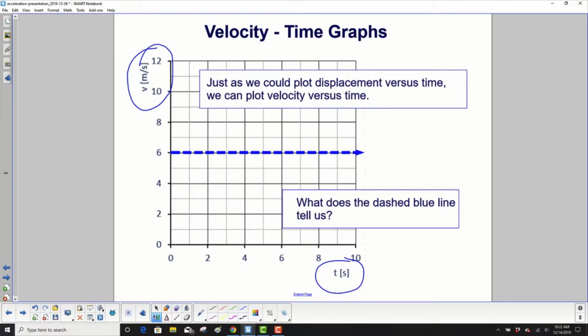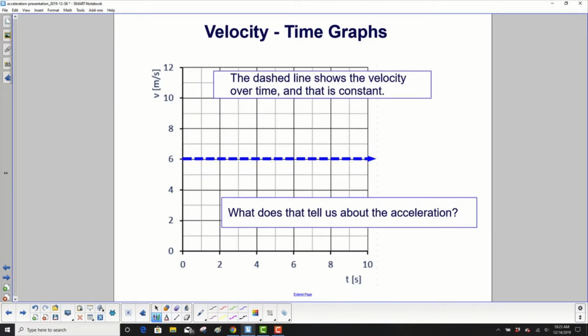What does the dashed blue line over here tell us? The dashed line shows the velocity over time, and that is constant. If you read it right here at t equals 0, the velocity is 6 meters per second. You read it over here at 10 seconds, it's still 6 meters per second.